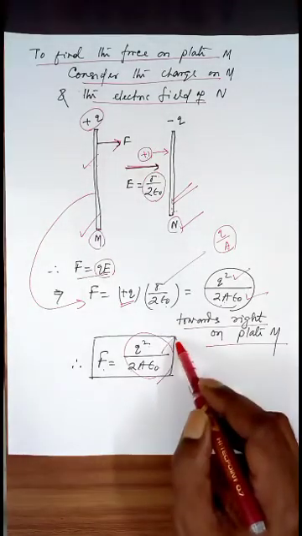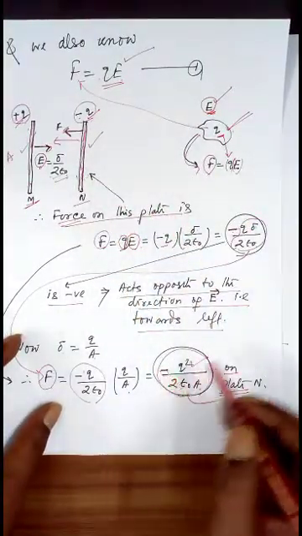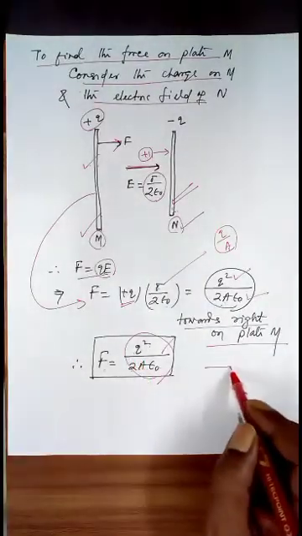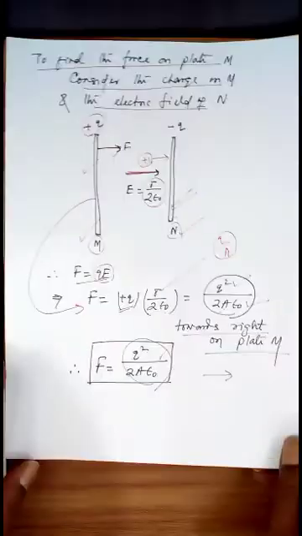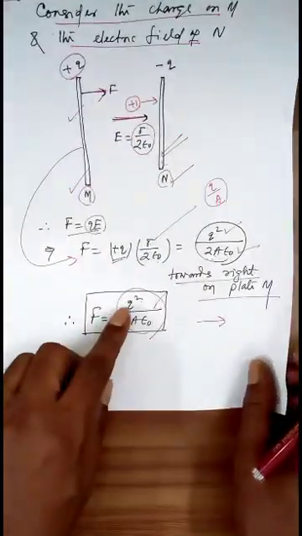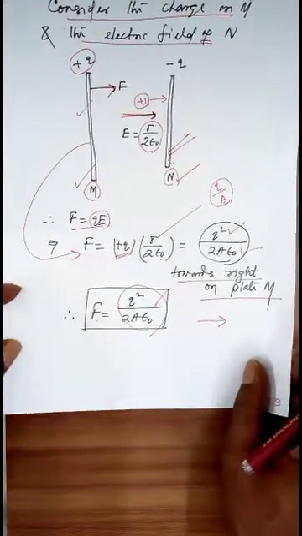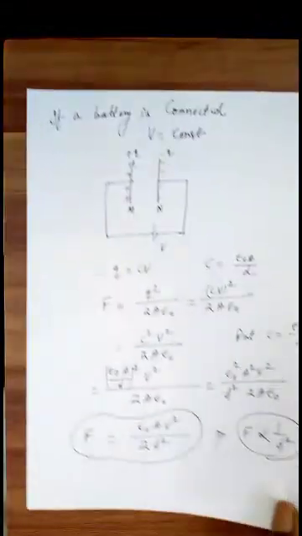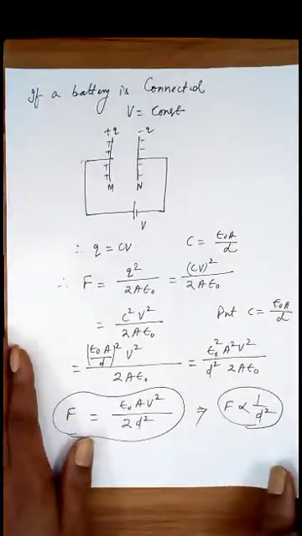Right? This was the force on this plate, and the same was the force on this plate. The negative was indicating this side, and the positive here is indicating this side. Right? Now let us convert this Q in terms of the capacitance of the capacitor and the potential difference applied across it. How to do that?